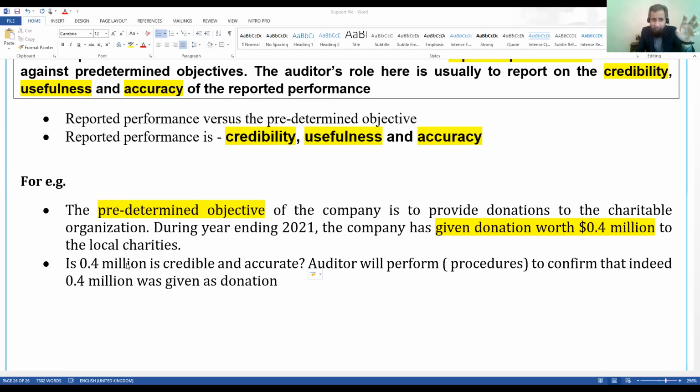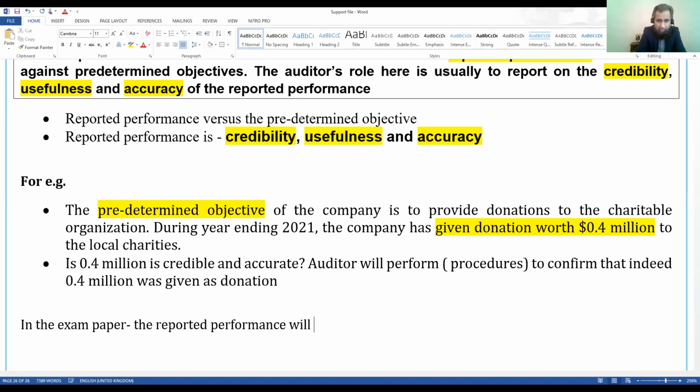What is exactly a reported performance? It could be any performance in the exam paper, right? But you need to verify that reported performance. It could be environmental performance. It could be social performance. It could be a performance of a university. It could be performance of a hospital. So in the exam paper, the reported performance will be given in the case study.